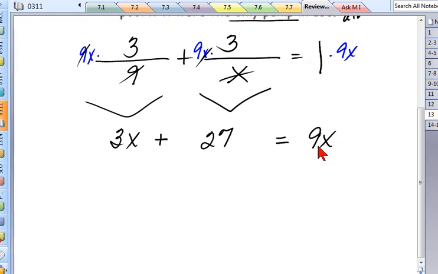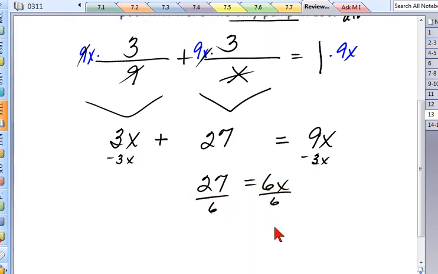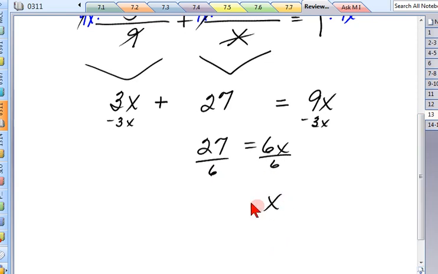I have x's on both sides. I'm going to subtract 3x. That gives me 27 is equal to 6x. Divide by 6. And x is equal to 27 over 6.